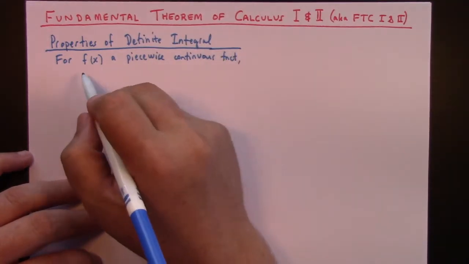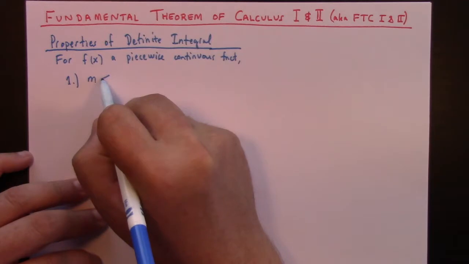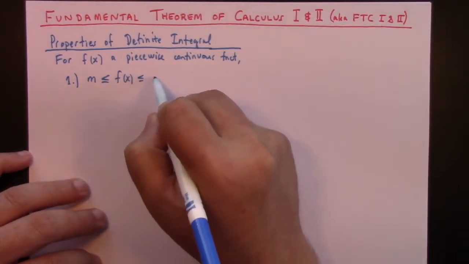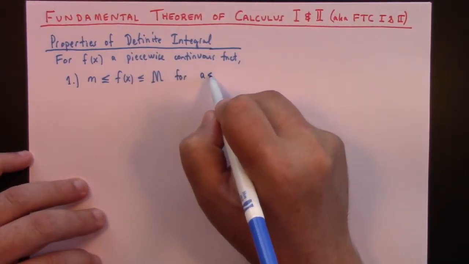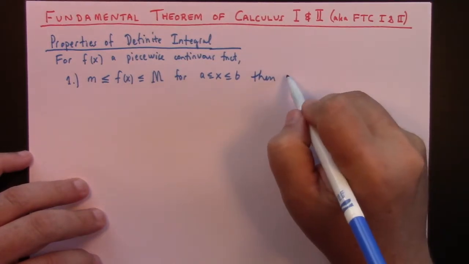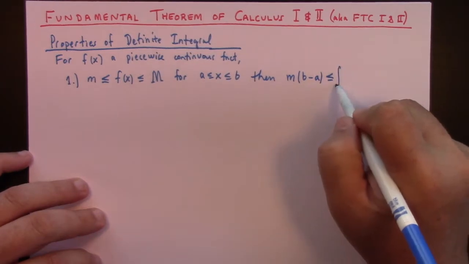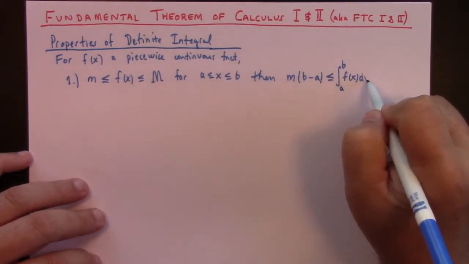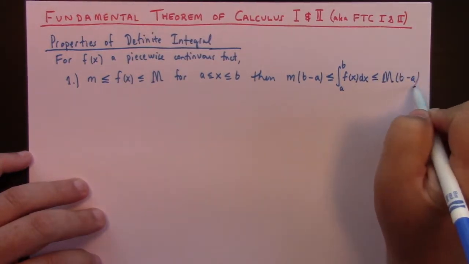All right, so first of all, the one I already indicated geometrically, if m is less than or equal to f of x is less than or equal to big M, for a less than or equal to x less than or equal to b, then of course m times (b minus a) is less than or equal to the integral from a to b of f of x dx. It's less than or equal to big M times (b minus a). All right, so that's one property.